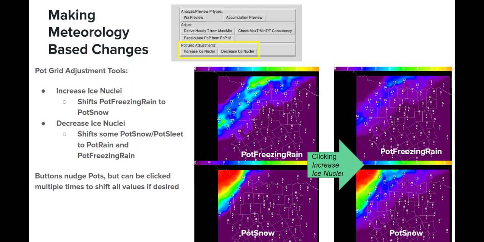Models often struggle with upper level ice nuclei availability. Therefore, the button Increase Ice Nuclei shifts pot freezing rain to pot snow. Likewise, Decrease Ice Nuclei will shift a portion of pot snow or pot sleet grids to pot rain and, if necessary, pot freezing rain. The buttons nudge these values and can be clicked multiple times and will only operate on the highlighted time range and active edit area region, kind of like a smart tool.